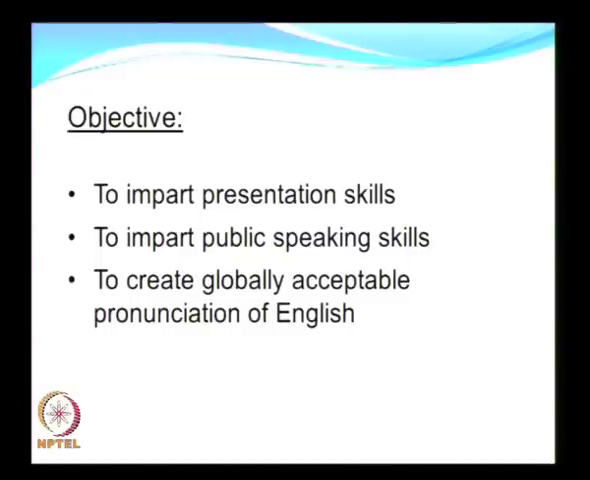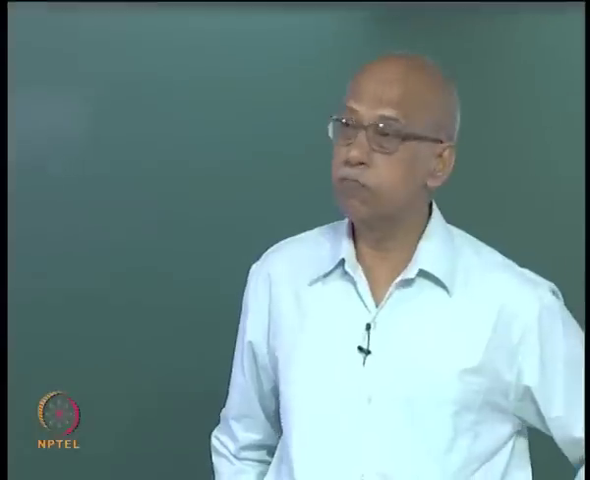What will this course give you? As you might see on the slides, this course has three very simple objectives. Our first objective, as the institute desires, is to help you learn presentation skills. As engineering scientists, or later as practicing managers, you will be expected to make lots of presentations.